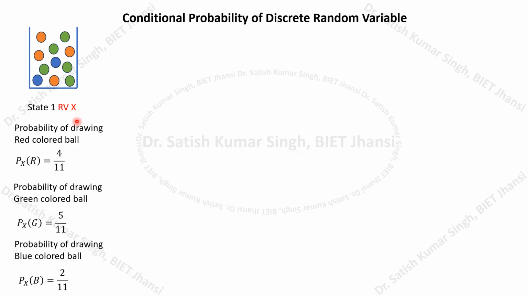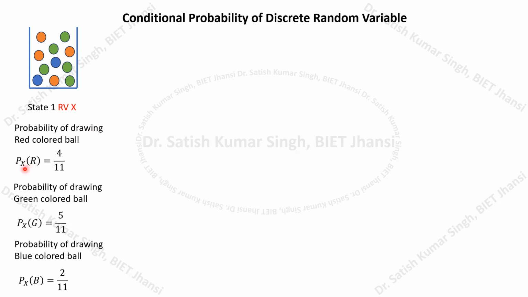So here I can show you the probability of drawing a red colored ball. Here I will just add one more subscript x, which denotes that the random variable x is equal to r.